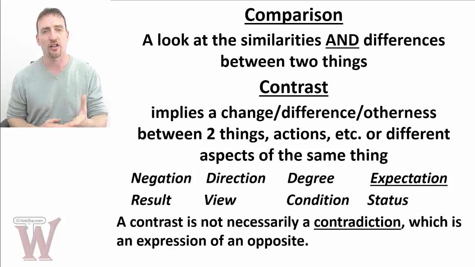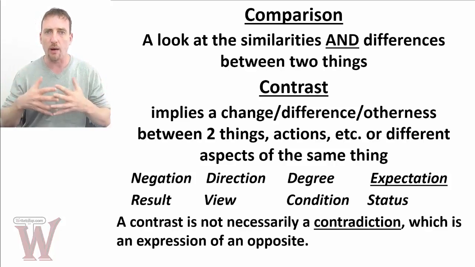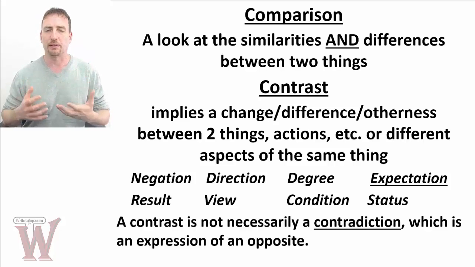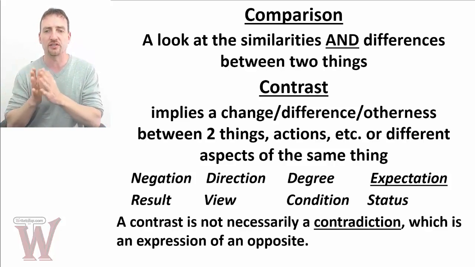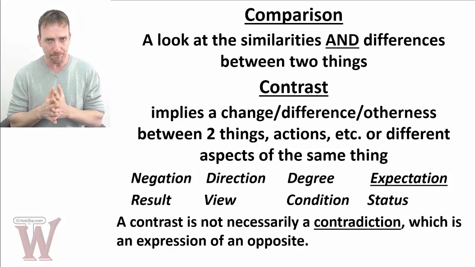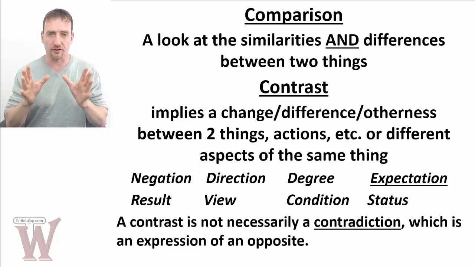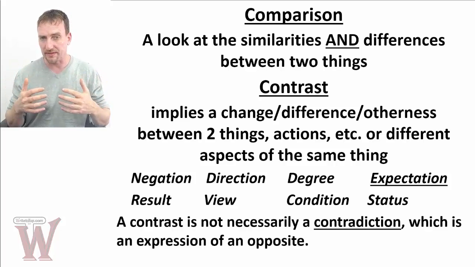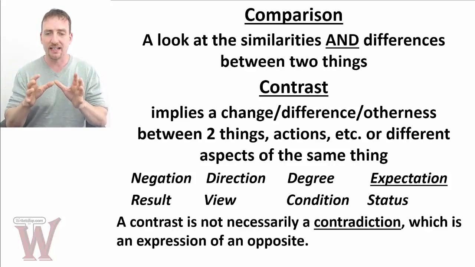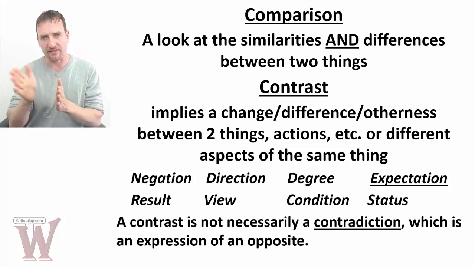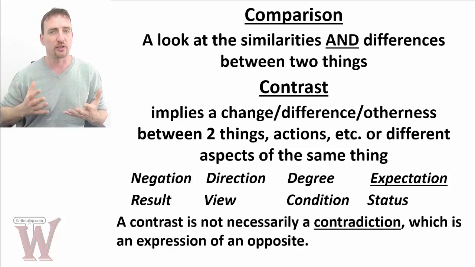On the other hand, to contrast just means to show the actual opposition or differences. So comparison is showing the differences and similarities between two things. Contrasting implies a change. Something changed or something is different or something is other than the thing. Now, keep in mind, you can contrast two separate things, show their differences, show how they work in opposition, or you can contrast different aspects of one thing. Okay, so one thing, it has good things and bad things to it. So you can do both.